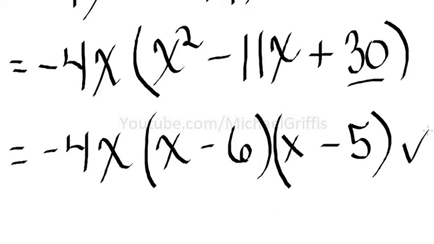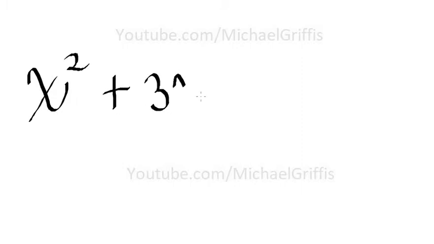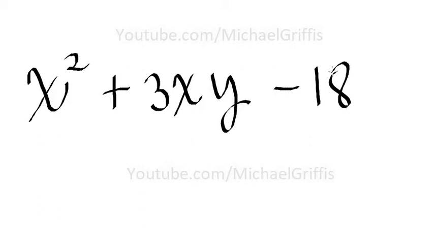Now remember, you can always check your work by multiplying that stuff all together and coming up with what we originally started with. Here's a tricky one here. How about we have x squared plus 3xy minus 18y squared. Whoa. Whoa, doggies. All right.